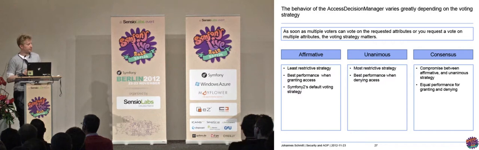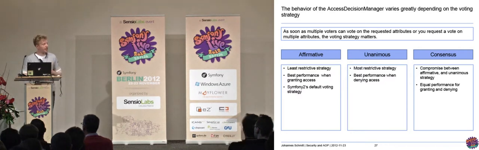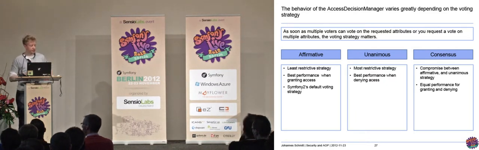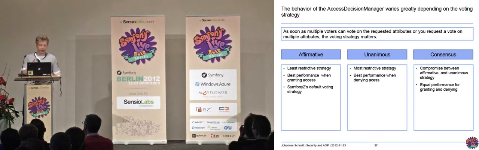Now you may wonder when you should choose which strategy. It basically depends on which attributes you want to check. If you only check one attribute at a time, then it doesn't really matter which strategy you use. If you check multiple attributes, if you pass multiple strings to the isGranted function, for example, then you need to think about which strategy you want to use.